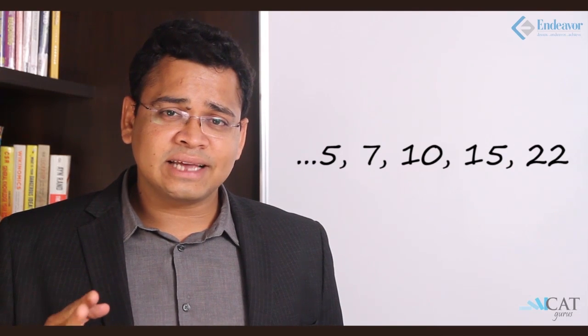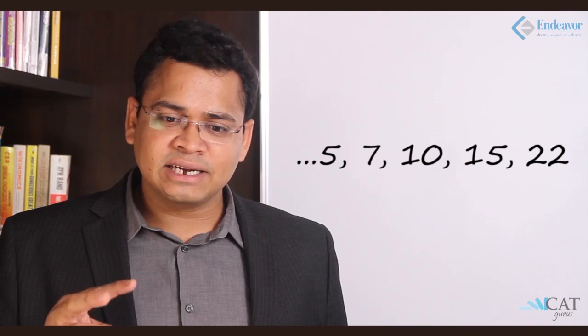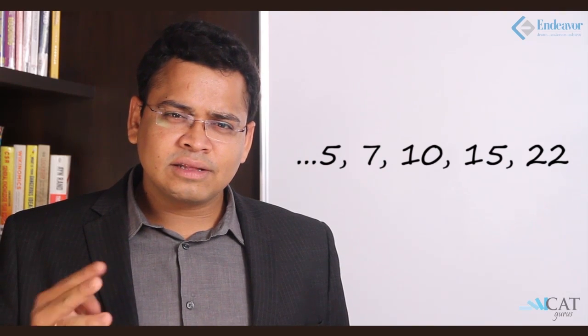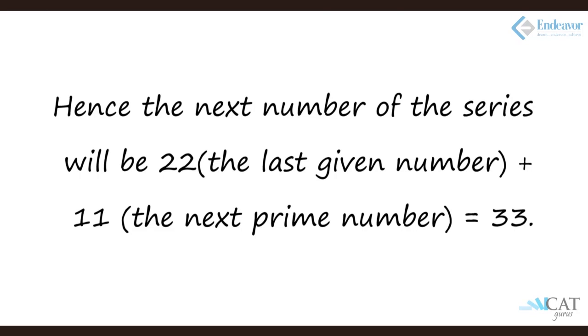Oh, now we can see careful movement of prime numbers. First difference is 2, then it is 3, then it is 5, then it is 7. The fifth one has to be 11. 11 gets added to the last number. So the next number in this series would be 33. The first example that we saw was a clear example of a prime number series. Second one had a difference of a prime number. Either way, that prime number logic should strike us.